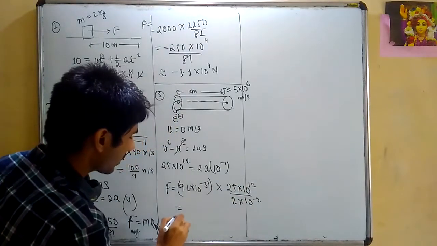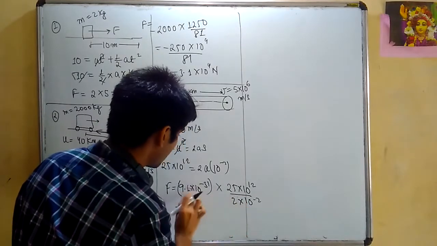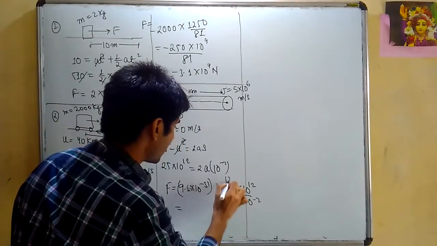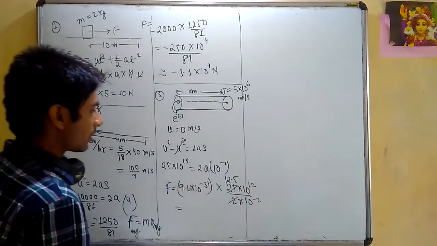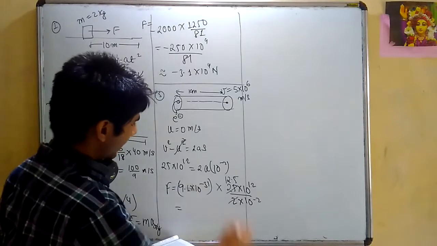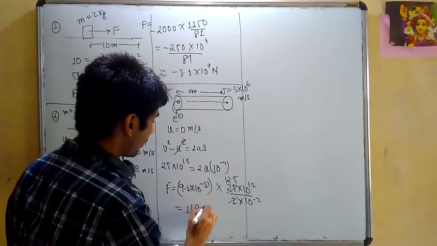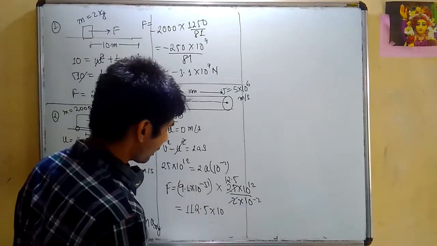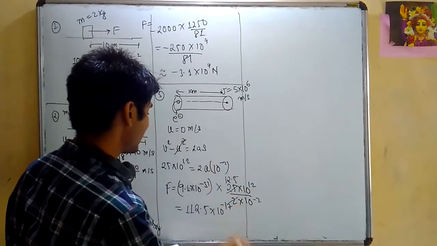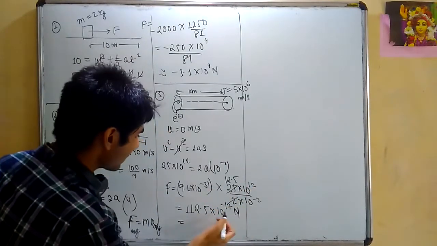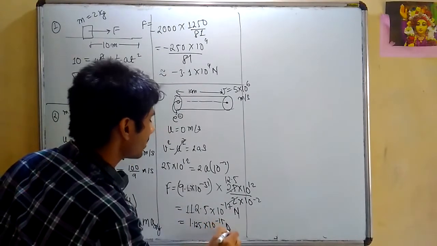So if you solve it, I'll just teach you how to resolve these expressions. This is approximately 12.5. 12 nines is approximately 108 and 0.5 nines is 4.5. That is 112.5 into 10 to the power 14 minus 2, so this will be 10 to power minus 17 newtons. That is approximately 1.125 into 10 to power minus 15 newtons.